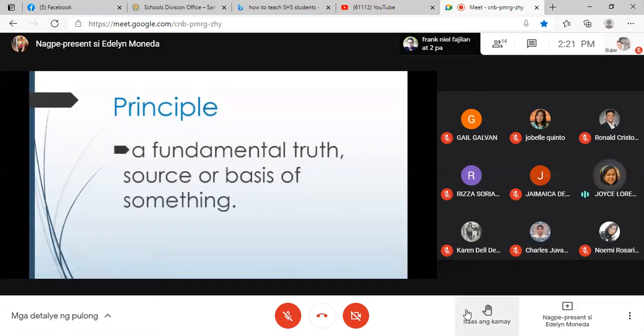Principle, a fundamental truth, source, or basis of something. Yes. So principle, just like in principles of life, meron tayong principle, di ba? Sa accounting, we do also have principles na sinusunod. It is a proposition that serves as foundation for a system of truth. It is a rule that we follow to do what is right. Okay, so that is principle in accounting.